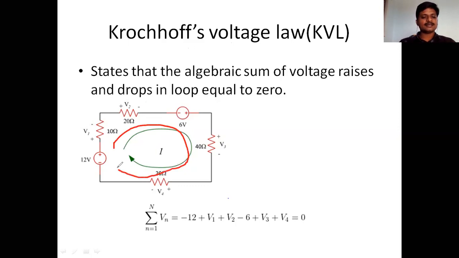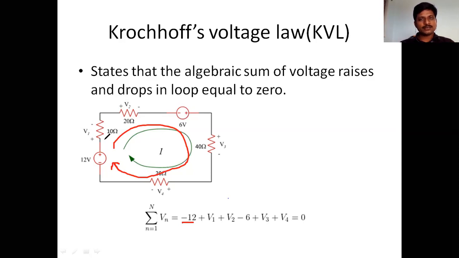Current is entering minus 12 volt terminal. Therefore, we will write minus 12. Next, it is entering 10 ohm resistor. So you have to remember one thing, whenever current is entering a passive element, that entering terminal has to be taken as positive and the leaving terminal has to be taken as negative for passive elements. But for active elements, the polarities are already given. You don't have to assume.